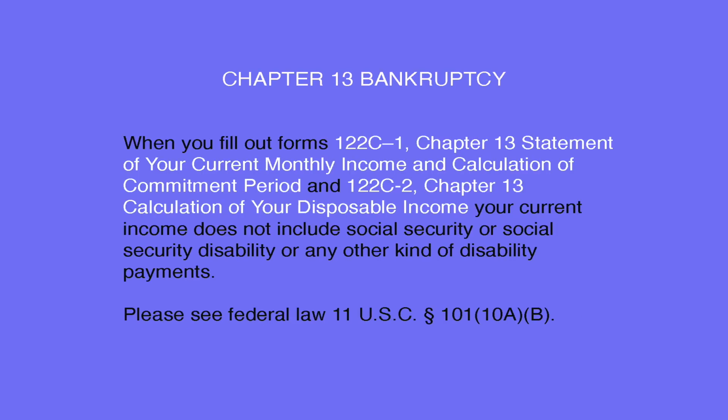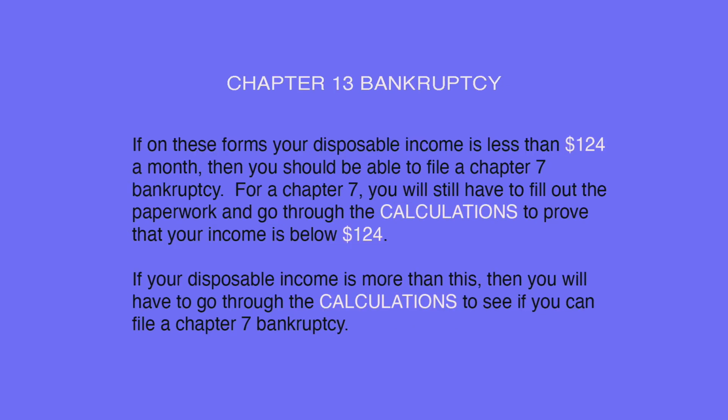However, when you fill out Form 122C-1, Chapter 13, Statement of your current monthly income and calculation of commitment period, and Form 122C-2, Chapter 13, Calculation of your disposable income, your current income does not include Social Security or Social Security disability or any kind of disability payments. Please see Federal Law 11 U.S.C. Section 101(10A)(B). If on these forms your disposable income is less than $124 a month, then you should be able to file a Chapter 7 bankruptcy.